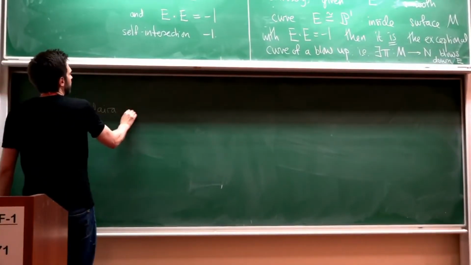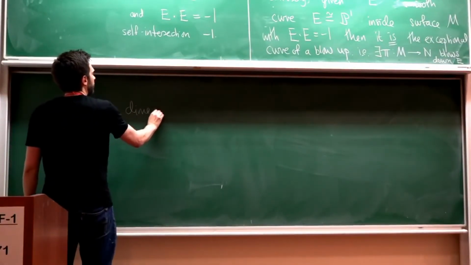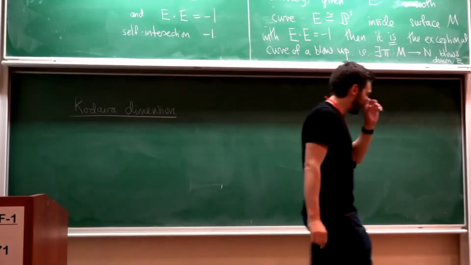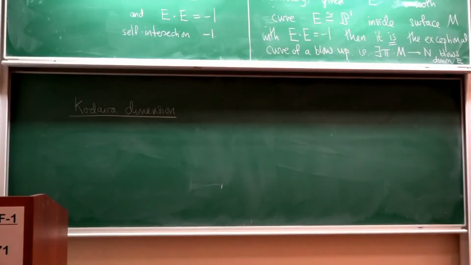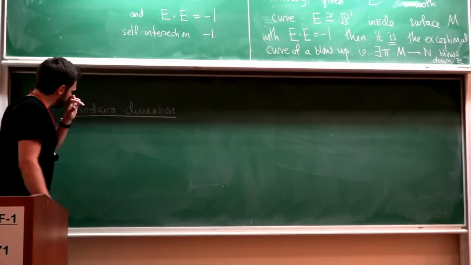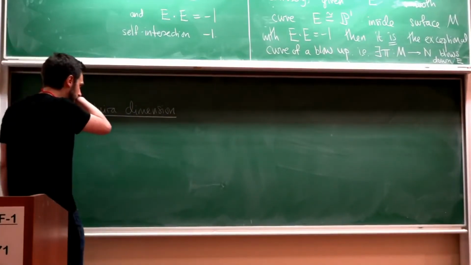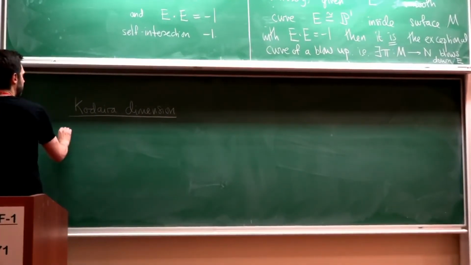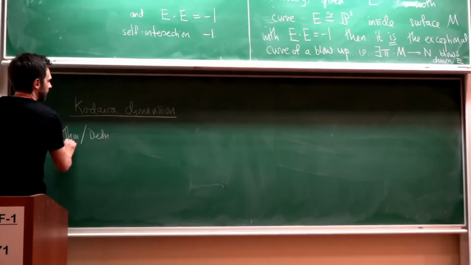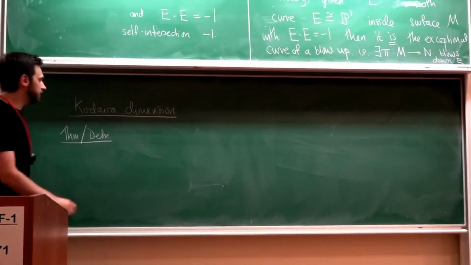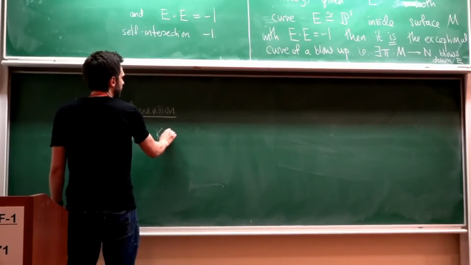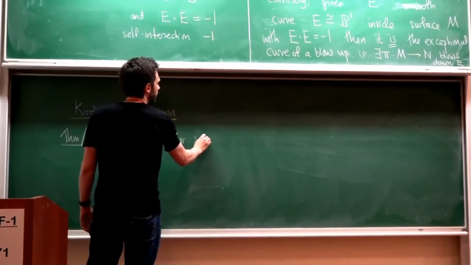So I want to talk about the Kodaira dimension. This is an important invariant, not just of Kähler surfaces, but of any complex manifold. And this is how it's defined. So here's the theorem/definition. What it says is that, let's take M as a Kähler surface. Otherwise, you could define it much more generally.